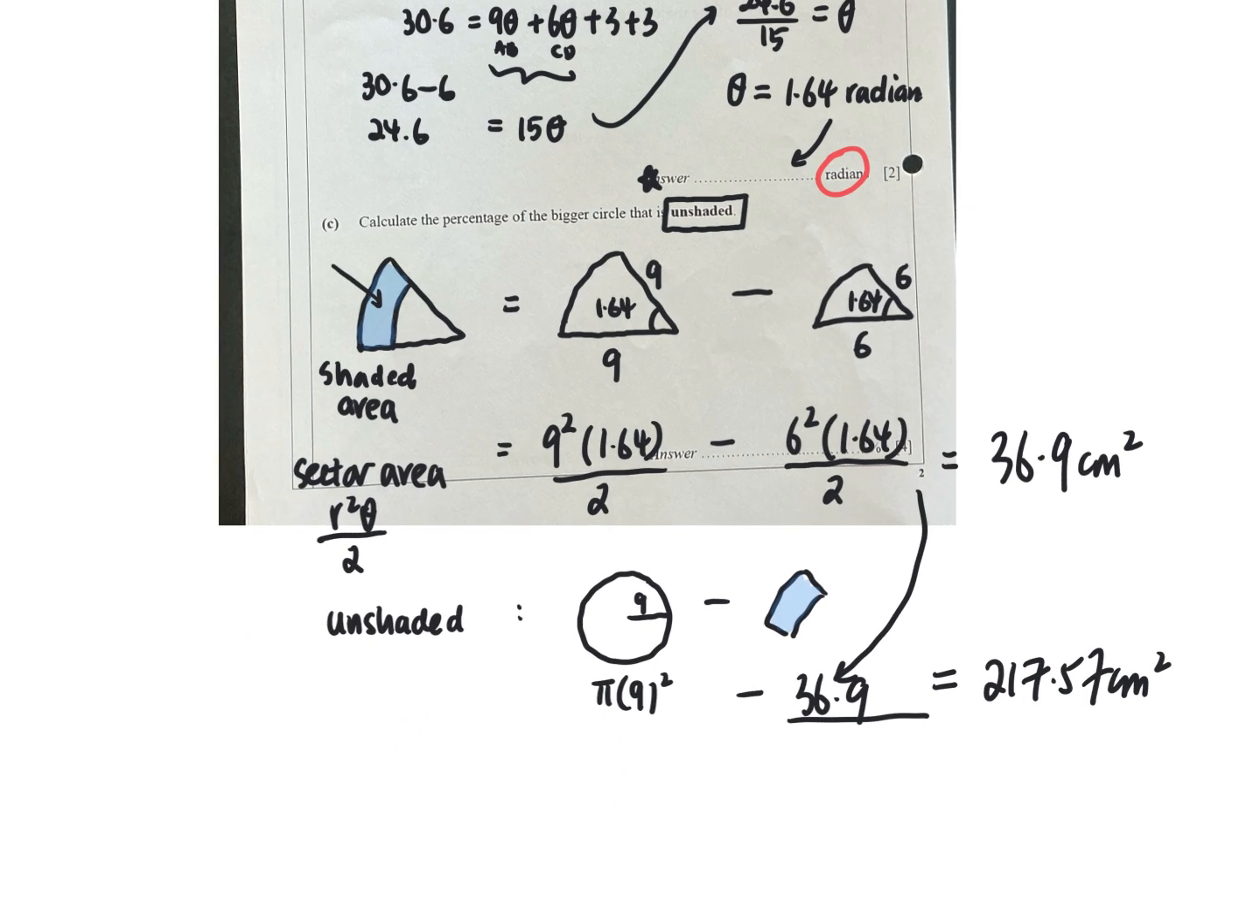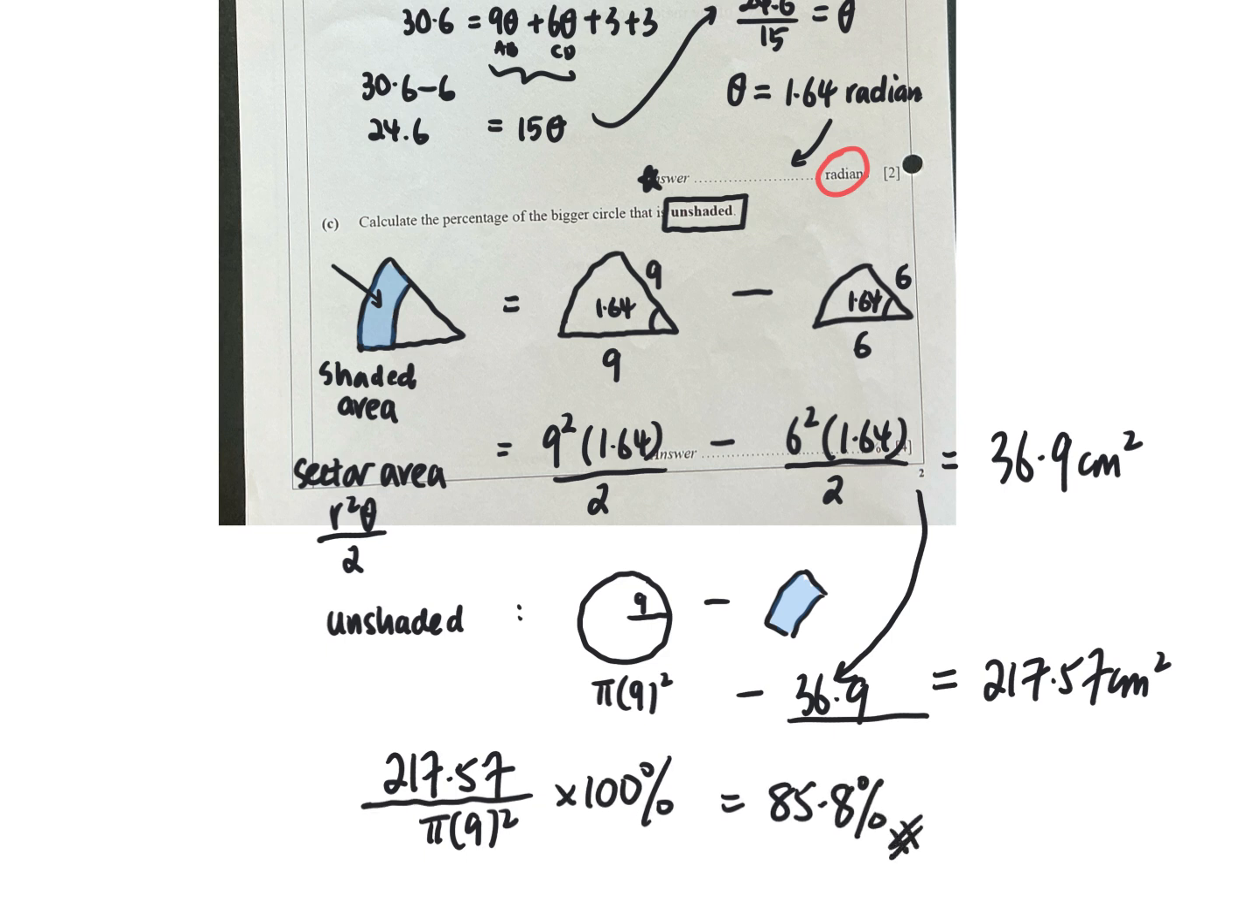How to find percentage? You use this one, unshaded over pi r square times 100%. So it will arrive you at 85.8%. 3SF. Okay. So when you see that the weightage is higher, there's a lot more steps. But it is just 3 big steps here. Shaded, the unshaded one, and then the percentage.